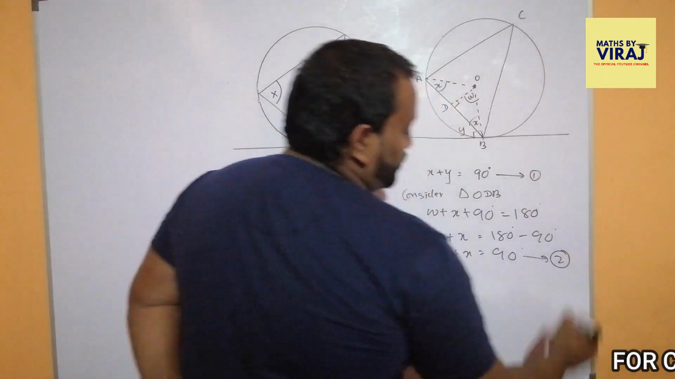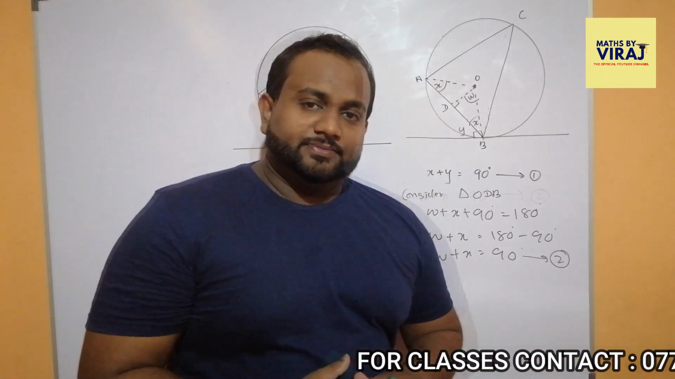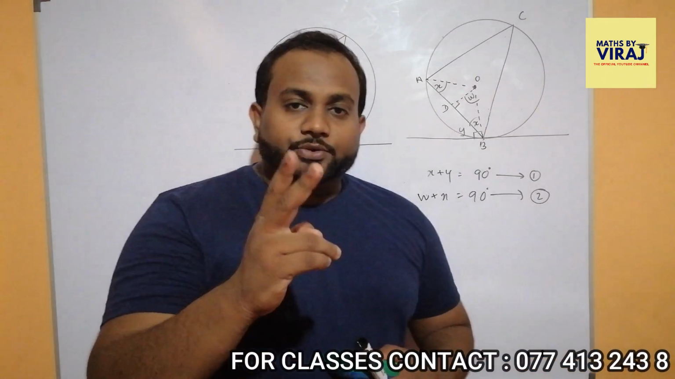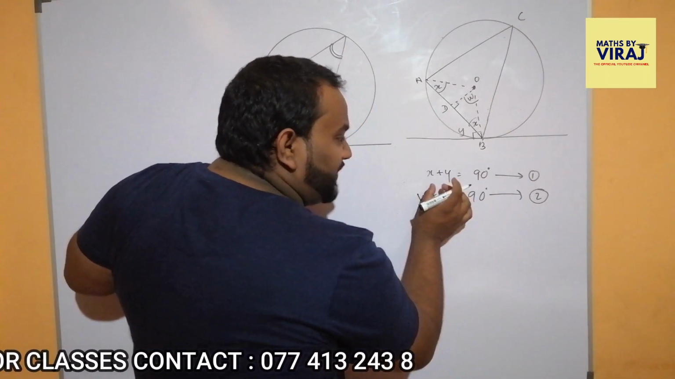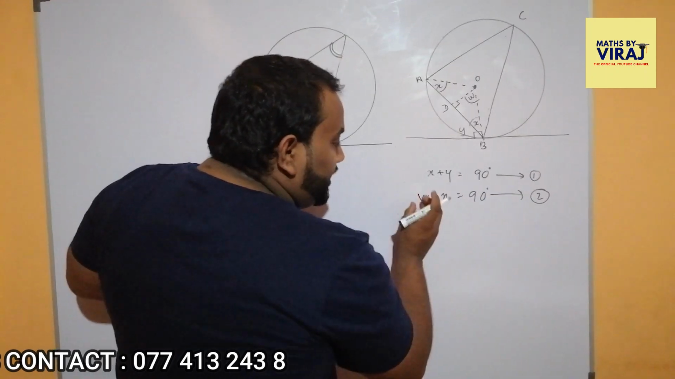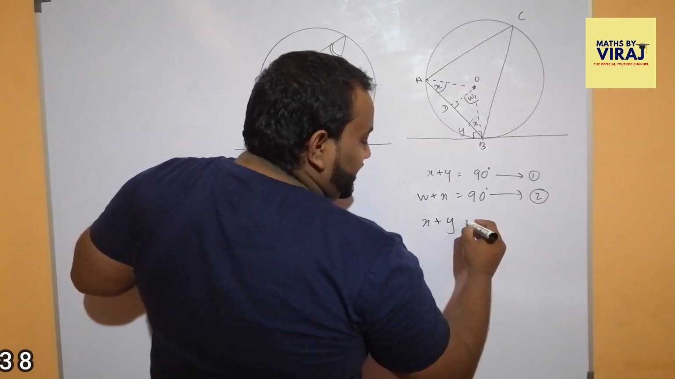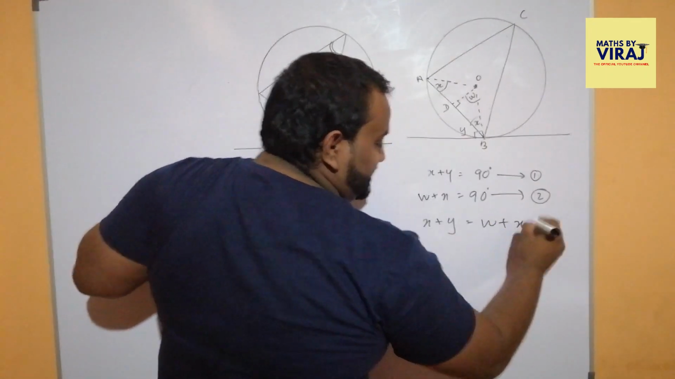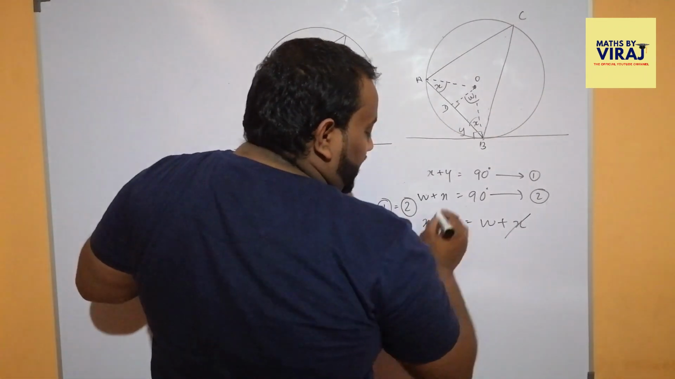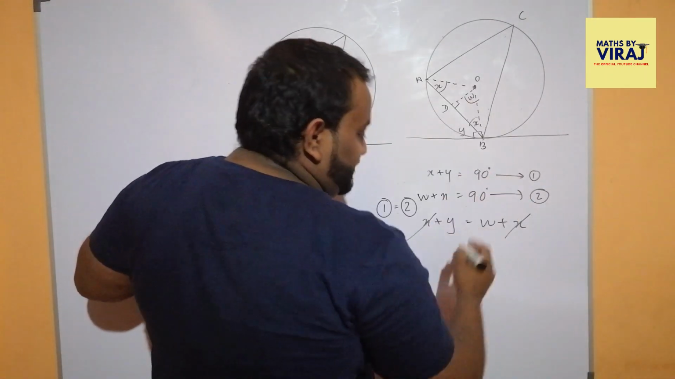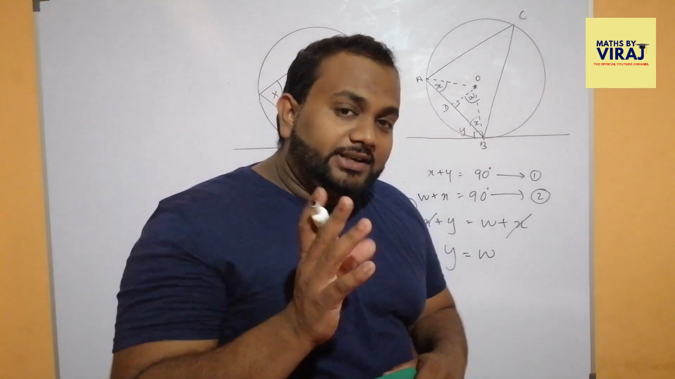Therefore, I come up with two equations. How many equations? Two equations. Now, let's do the calculation. This means that x plus y is equal to 90. Also, w plus x is also equal to 90. Now I can write x plus y is equal to w plus x. By equating the two equations 1 and 2, I can cut off the two x terms, which gives me y equals w. Right. Y is equal to w.